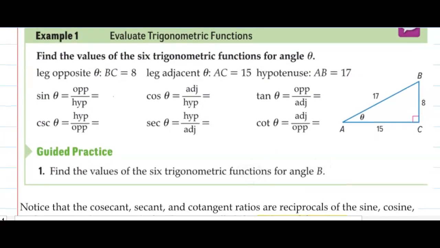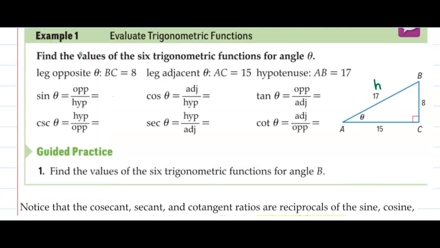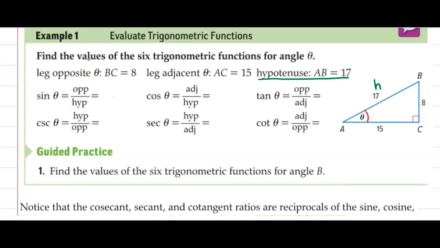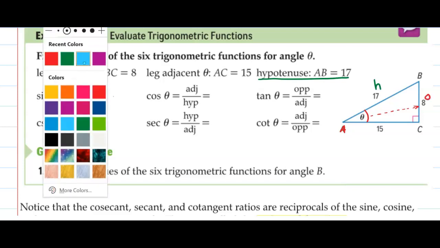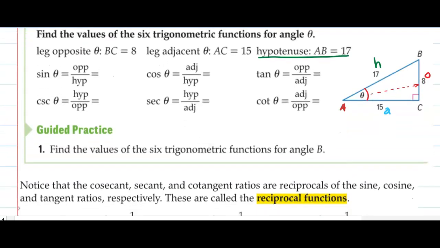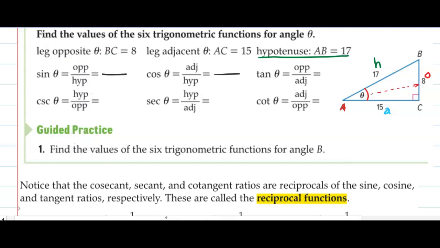Let's take a look at this first example here. Again, labeling my sides. 17 is the hypotenuse. It also says it here in the given information. We know that with respect to angle theta, or angle A, this side, side BC, that has a length of 8, would be the opposite. And that leaves 15 as the adjacent. From here, we can label these different trig ratios. They're going to be ratios, so they're all going to have a fraction.